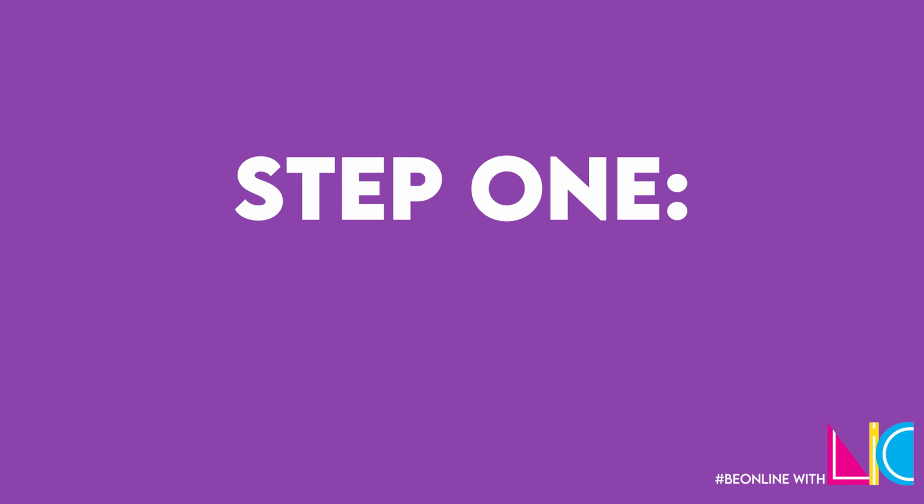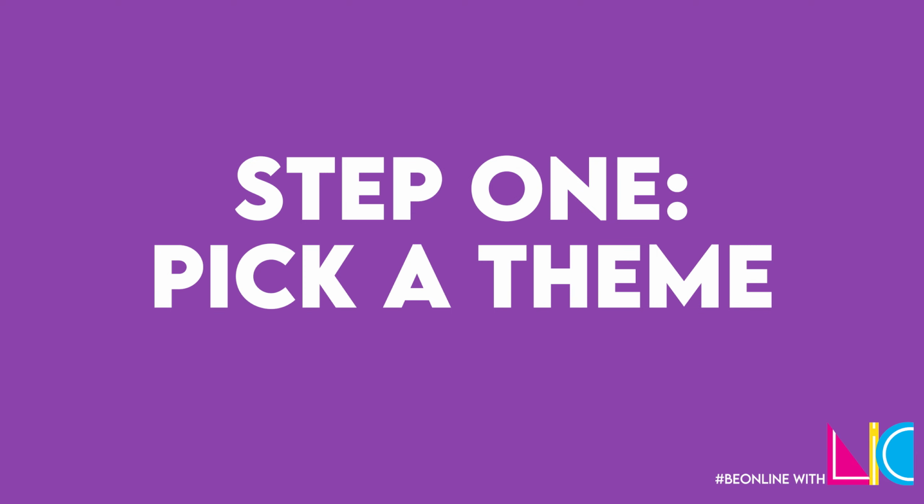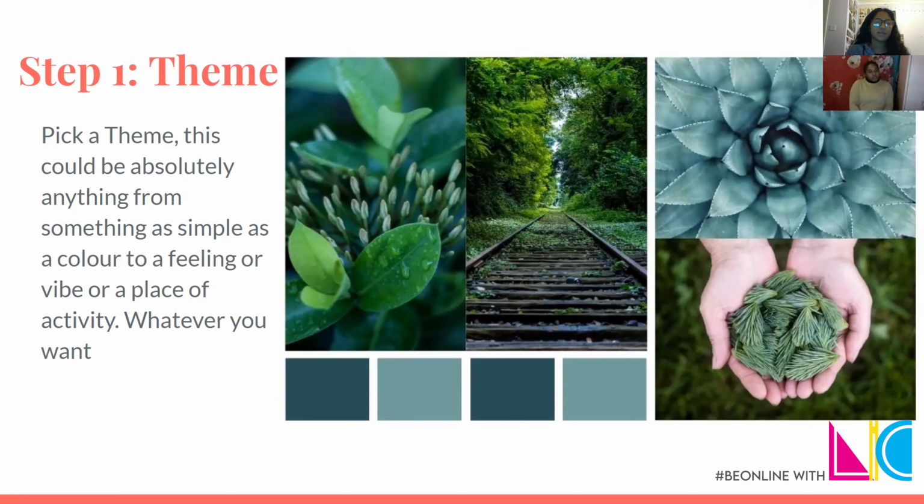Step 1 of making a mood board: pick a theme. This could be actually anything from something as simple as a colour to a feeling, a place, or an activity, whatever you want. I've put up an example of a mood board kind of based on nature and green.